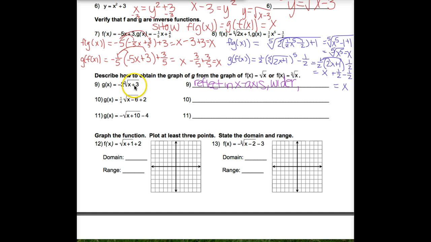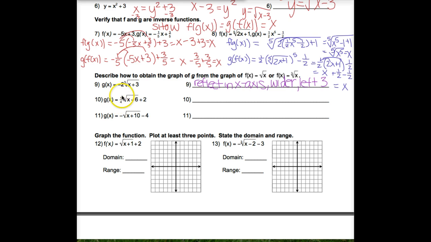Then I've got this plus 3 that's underneath the radical, which means we change the sign and we make it a left 3. That's what I mean by change the sign. If it's positive, you go in the negative direction, which would be left. So that's my answer for 9.